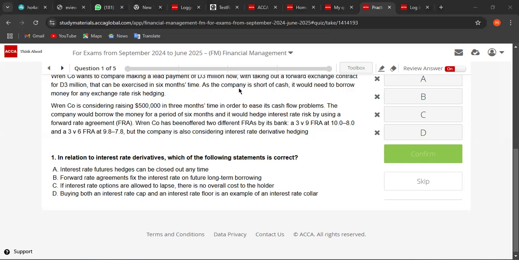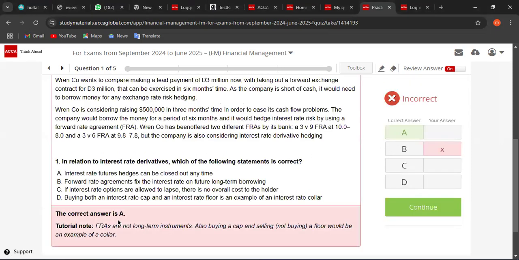No, in the interest rate collar, if you buy one thing, the other thing you sell. But the examiner is saying buying both. That is wrong. So for me, B is the answer. But I think that is a mismatch by the examiner, that the examiner is saying A, but A should not be the answer. See, if I say B, what will happen?